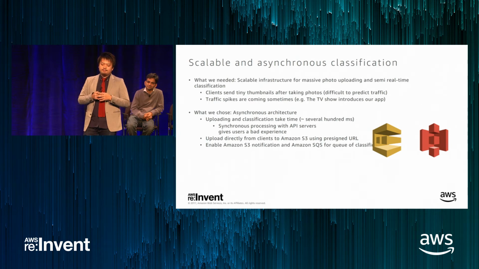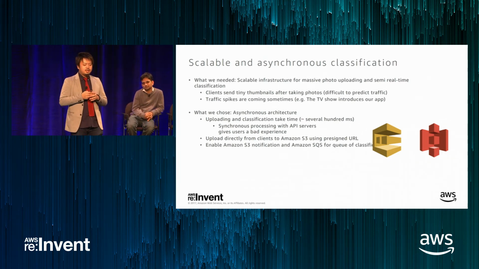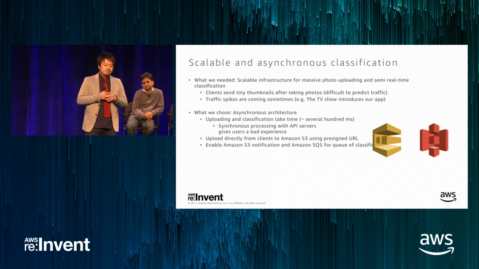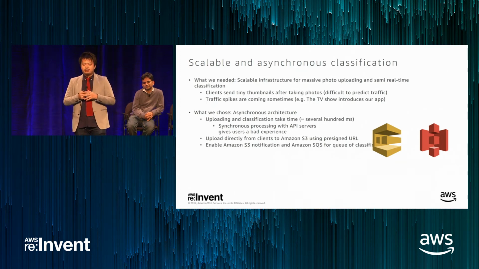So we chose an asynchronous architecture. Uploading and classification takes a few milliseconds or longer, and it sometimes blocks our application processing that was written by Ruby on Rails. We decided to use the pre-signed URL of Amazon S3 and upload the image directly from the client to S3. Also, we enabled S3 notification. It adds requests of classification for uploaded thumbnails to an SQS queue.